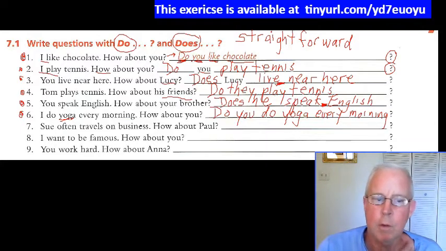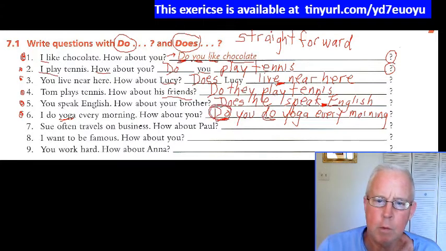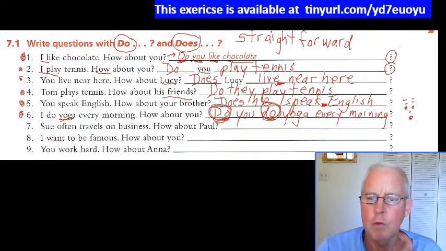So they're asking this on purpose because they're trying to confuse you. Do you do? This is a helping verb, question verb, and this is the main base verb. So be careful of that when you're using the verb do. Do you do yoga every morning?